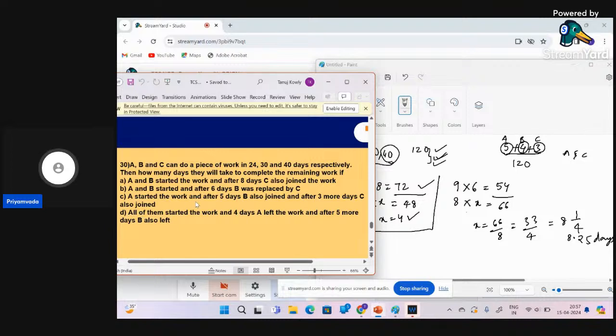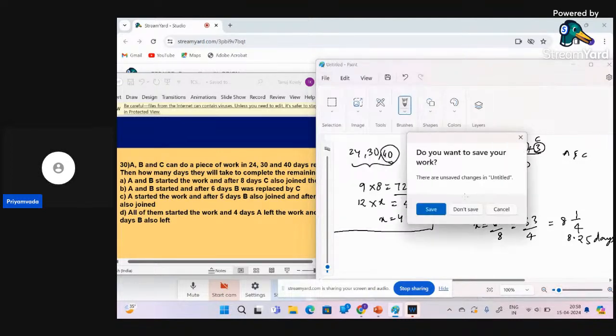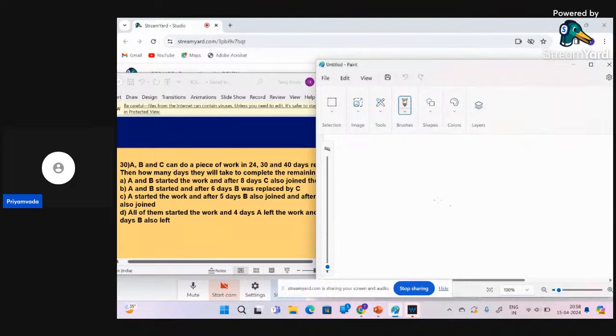A started the work, and after 5 days, B also joined them, and after 3 more days, C also joined them. I hope you remember the efficiencies, that is 5, 4, and 3, how we got this. So I'm clearing this screen now. So 5, 4, and 3 are the efficiencies. Now what happened? A started the work. That means only he is doing the work.